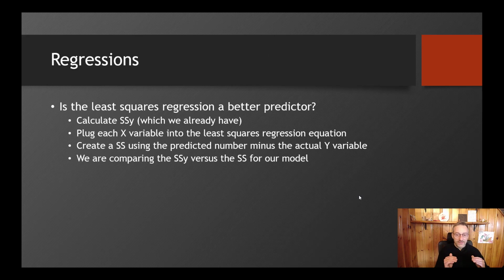So we get this equation, and we want to compare it to a model with no predictors, the mean. And so we're going to see if our prediction is a better predictor. So we need our sum of squares for Y. We already have that. And then we're going to take each X variable and plug it into that equation. And then we're going to create a sum of squares based off of our prediction minus the actual value. And then we're going to compare that error to the error of using no predictor. I know it sounds intense and like a lot of things going on, but I think by the end of it, some of this will make sense.